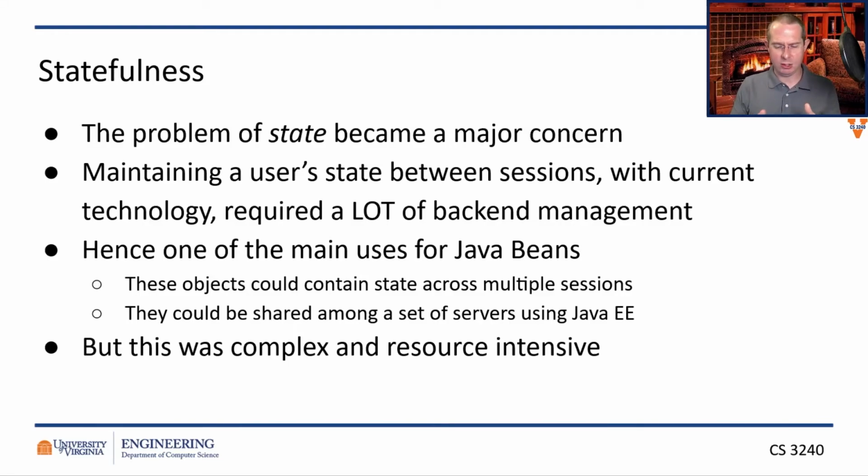If we were trying to manage what a user was doing when they moved from website to website, we had to know the context in which it happened. And so Java Beans was one way to do this, like I mentioned. It was basically a state object that could be passed between servers. Well, that was really complex and really resource intensive, and it was really tough to manage.